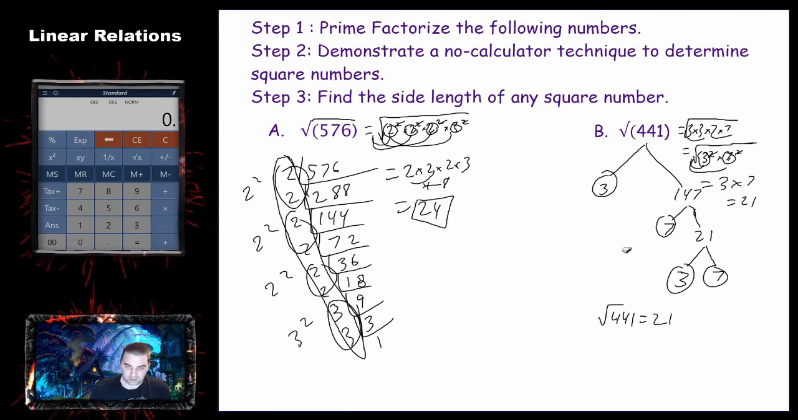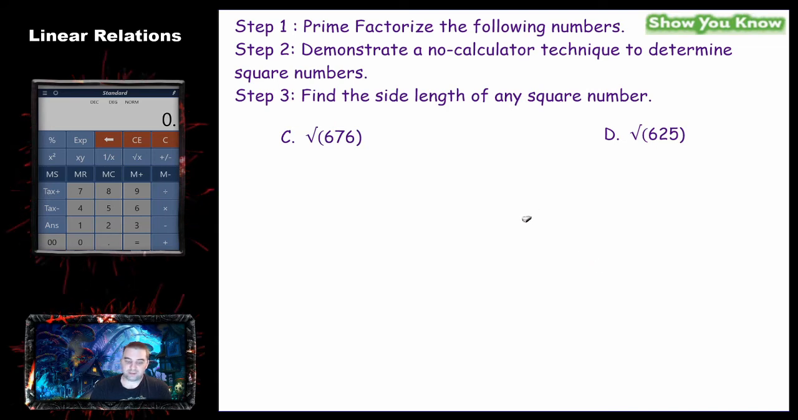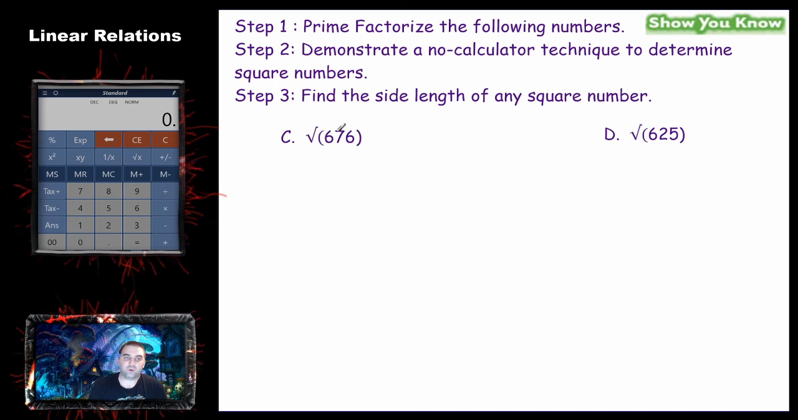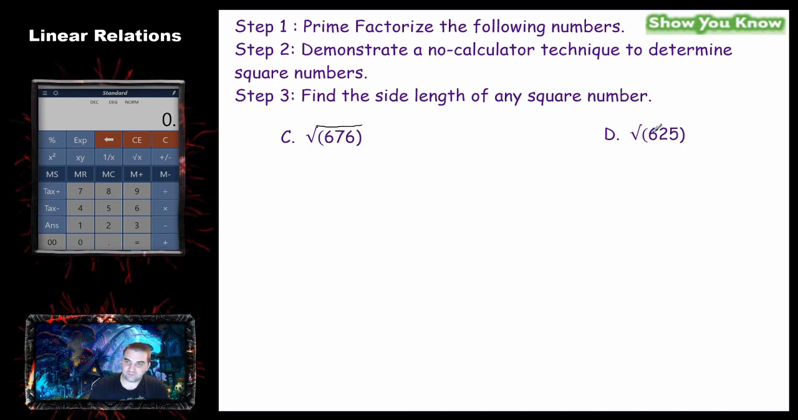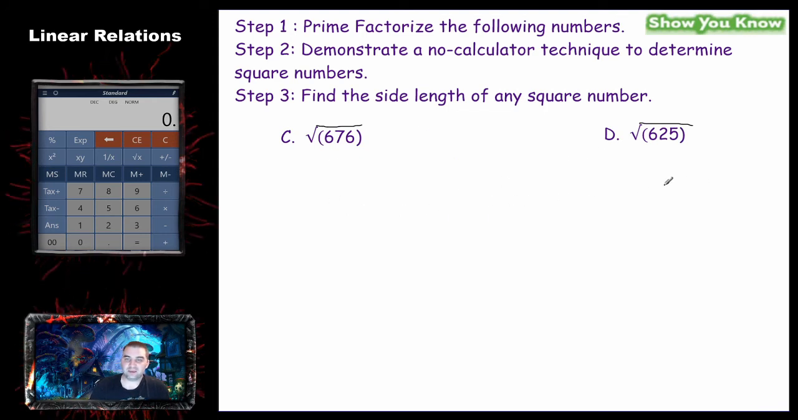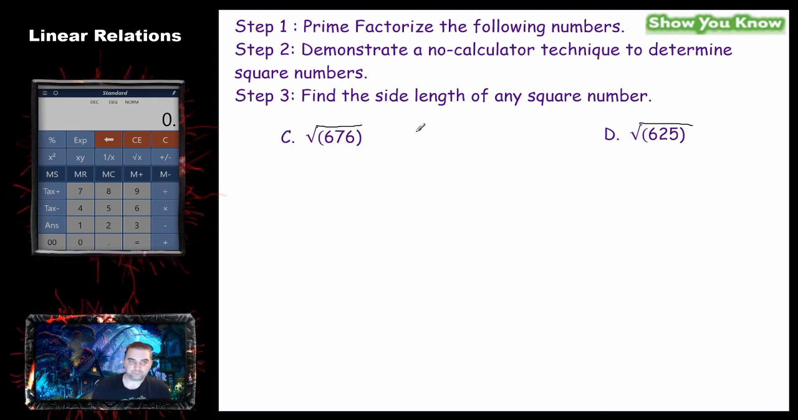Okay. And now we're right at the end here. You need to try this out by yourself. So you have square root of 676, square root of 625. Give that a shot. See if you get the same answers as I do. Go ahead and pause the video.